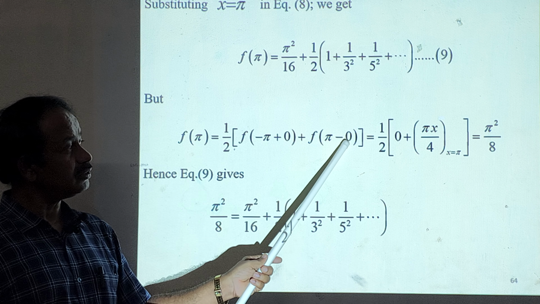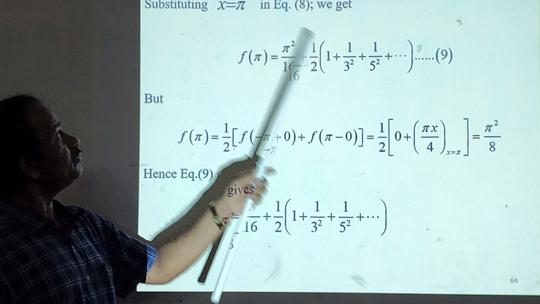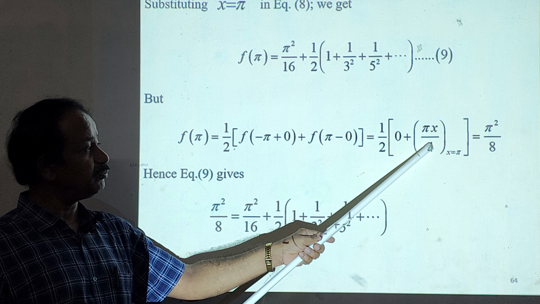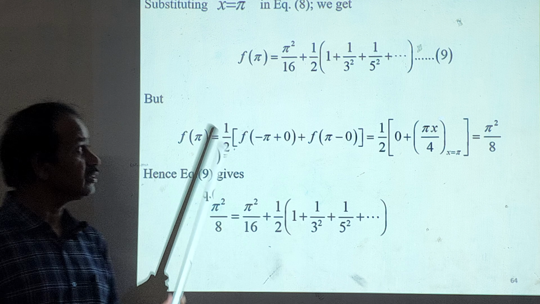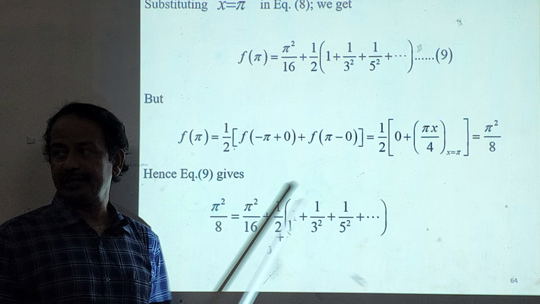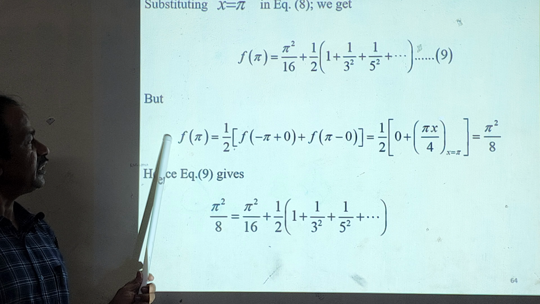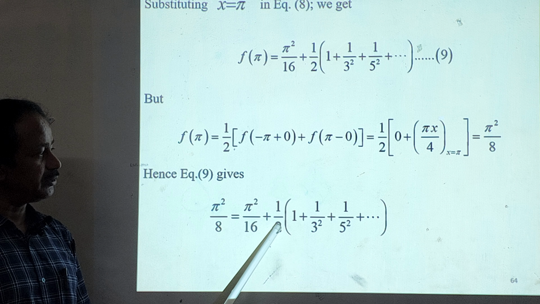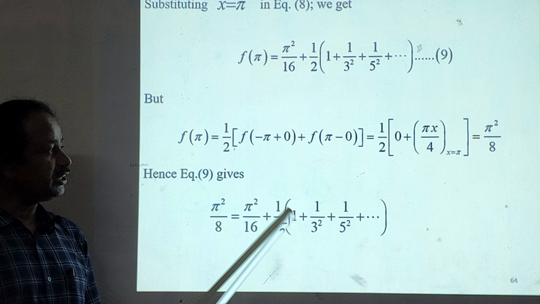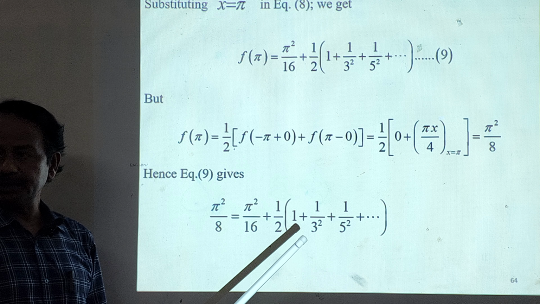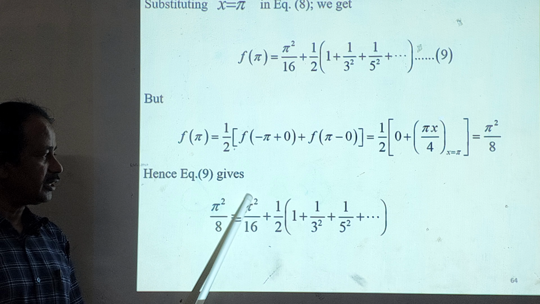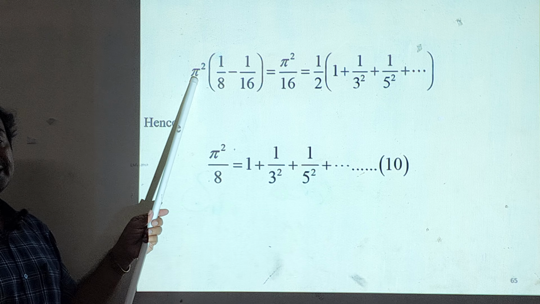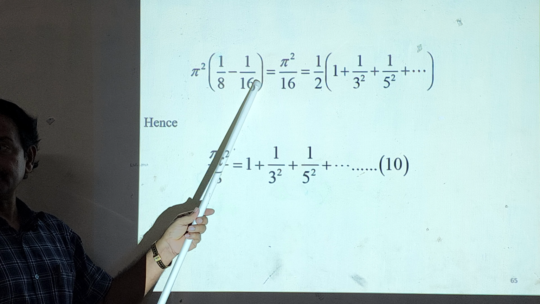In this limit, according to the problem, this is pi x by 4. Instead of x, you have to substitute pi. So this becomes pi squared by 4, 4 2s are 8, so pi squared by 8. So f of pi becomes pi squared by 8. The left hand side becomes pi squared by 8. The right hand side is pi squared by 16 plus 1 by 2 times 1 plus 1 divided by 3 squared plus 1 divided by 5 squared and so on. I can pull this term to this side, this term alone. So this becomes pi squared times 1 by 8 minus 1 by 16.